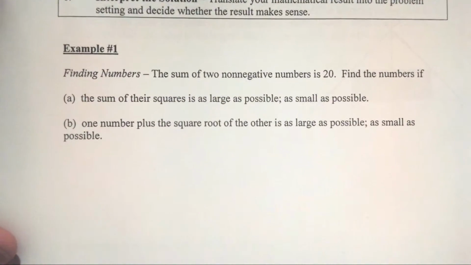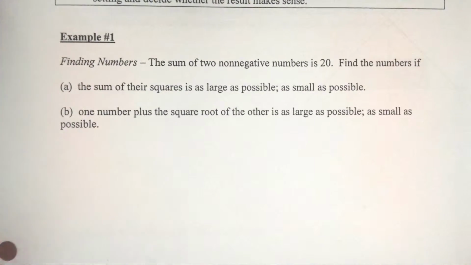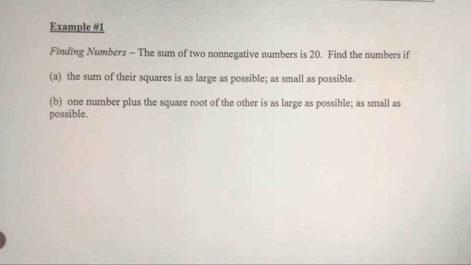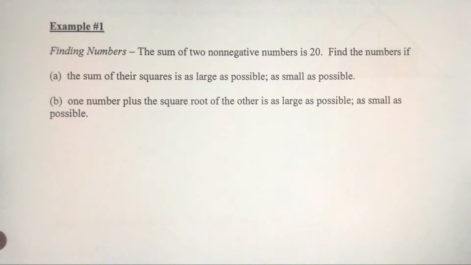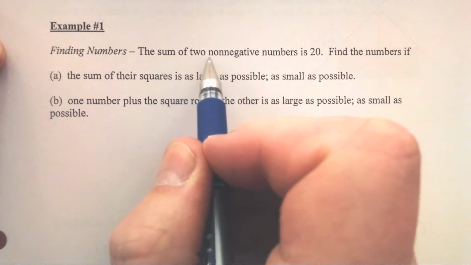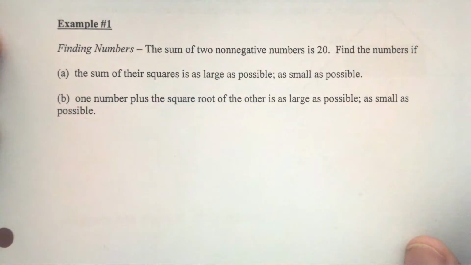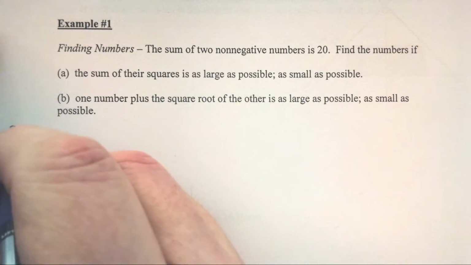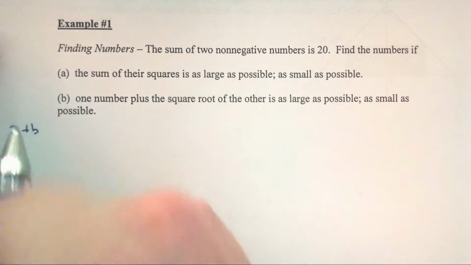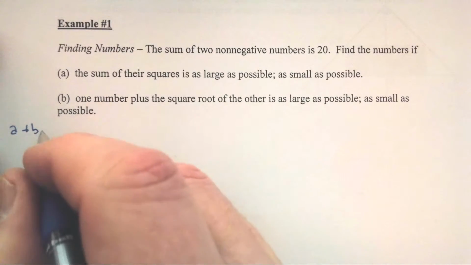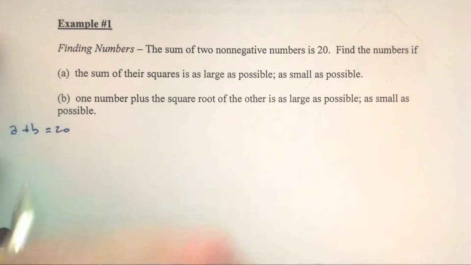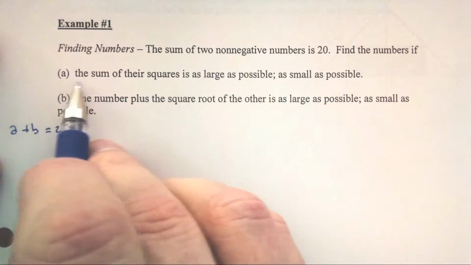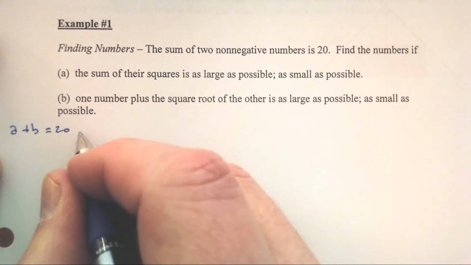Example 1, finding numbers. Well, this isn't totally real world. This is pretty much things that we've been doing back in algebra levels. It says the sum of two non-negative numbers is 20. I actually need a little bit of room for these two parts, so I'm just going to call that A plus B. Those are my two non-negative numbers whose sum is 20. And then it says find the numbers if the sum of their squares is as large as possible.